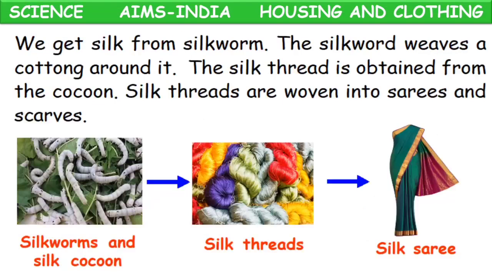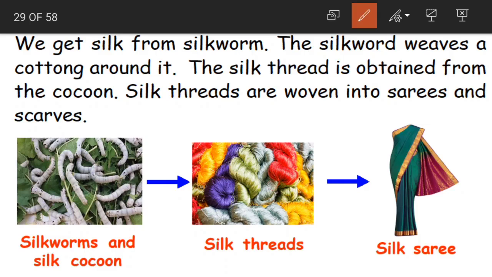Okay children, now we get silk from the silkworm. Silk is the costliest cloth, children. So where do we get this silk? We get this silk from the silkworm. Specially, you wear silk clothes for special occasions, like marriages and traditional occasions. This cloth is very expensive when compared to other clothes.